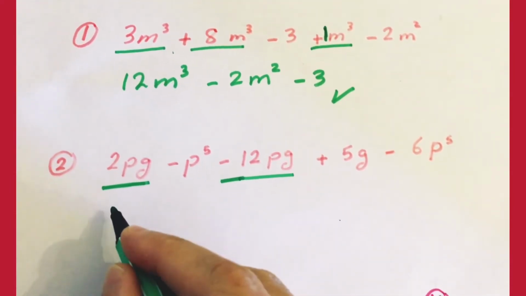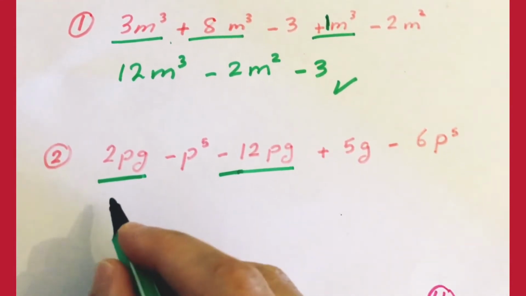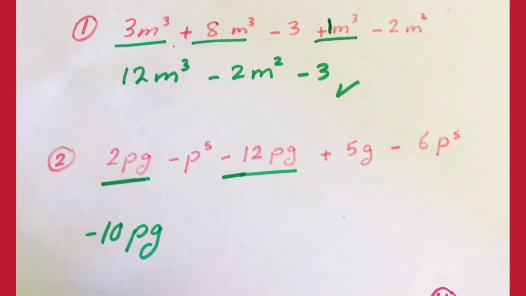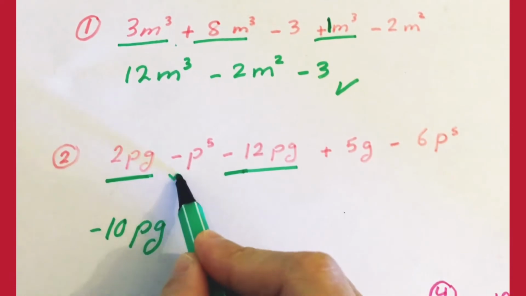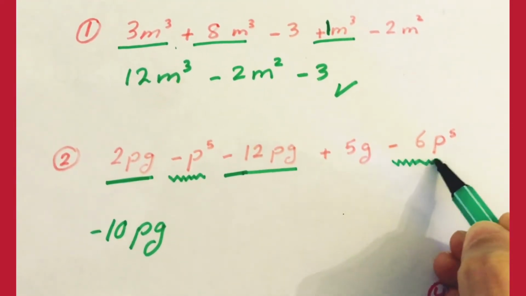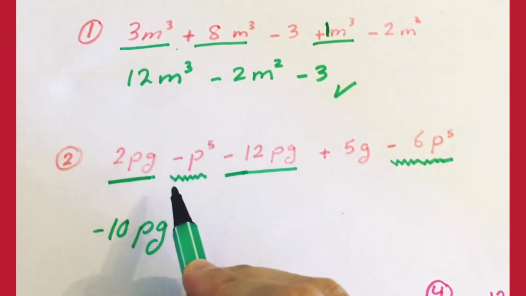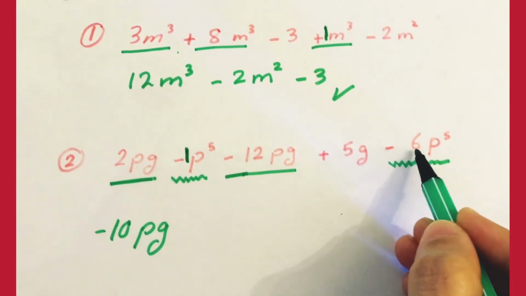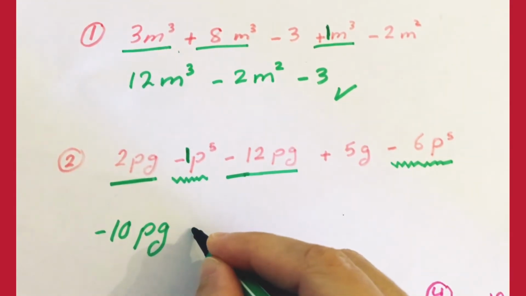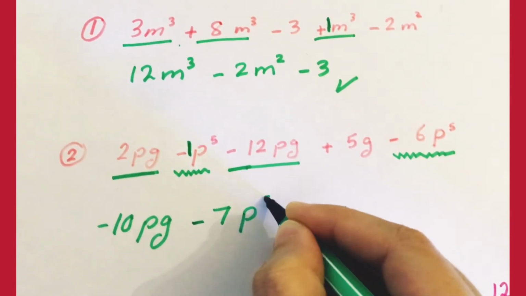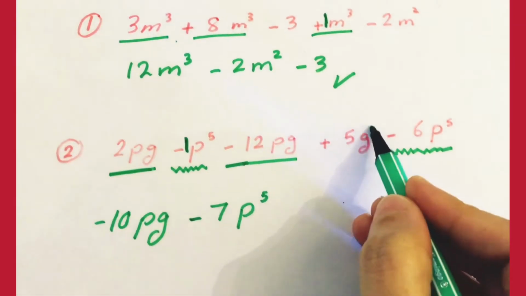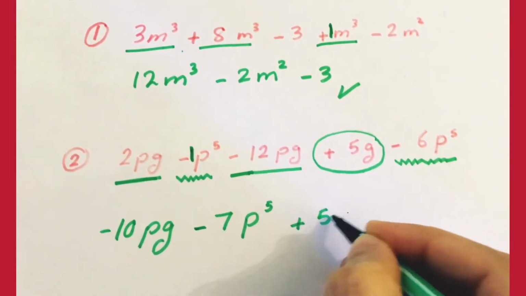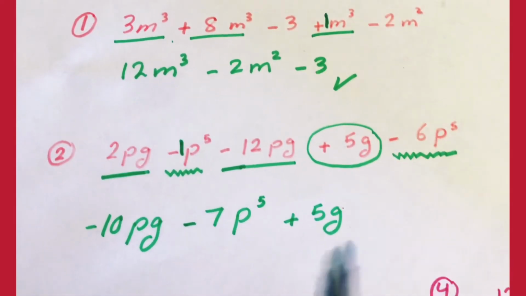2 minus 12: if we have positive and negative, we subtract and we put the sign of the bigger number, so it will be negative 10pq. Okay, now what else do we have? We have this one and this one. This is p to the power 5 and this is p to the power 5. So negative 1, here we have 1. Negative 1 with negative 6: negative with negative, we add and the sign is negative. Negative 7p to the power 5. This one, we don't have any like terms with it, so I'll keep it down. That's it. I hope it was easy for you.